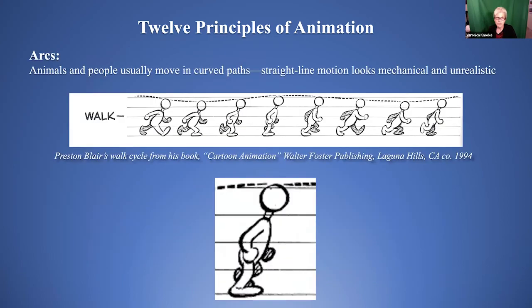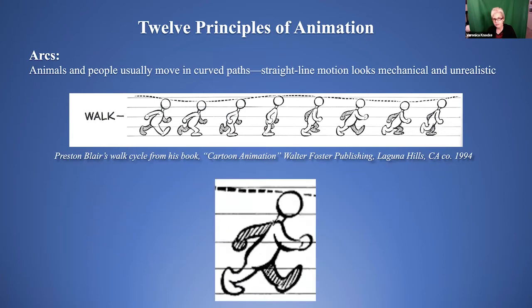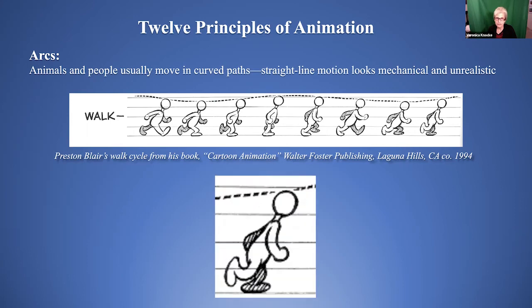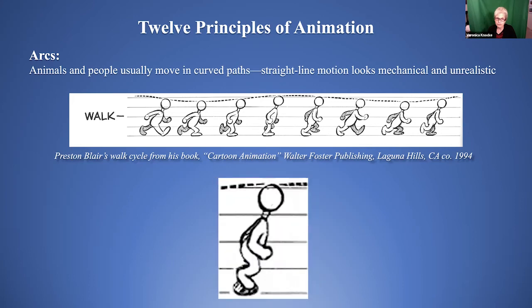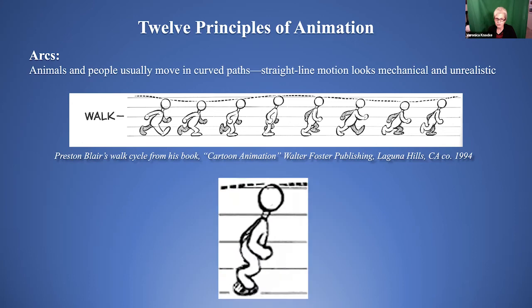Arcs. Animals and people usually move in curved paths. Straight line motion looks mechanical and unrealistic. So this is a walk cycle from Preston Blair's book, Cartoon Animation. And you can see that he drew the arc over the head of the character to determine where the head was going to go so that he could get the steps right and the actual arc of the motion right.